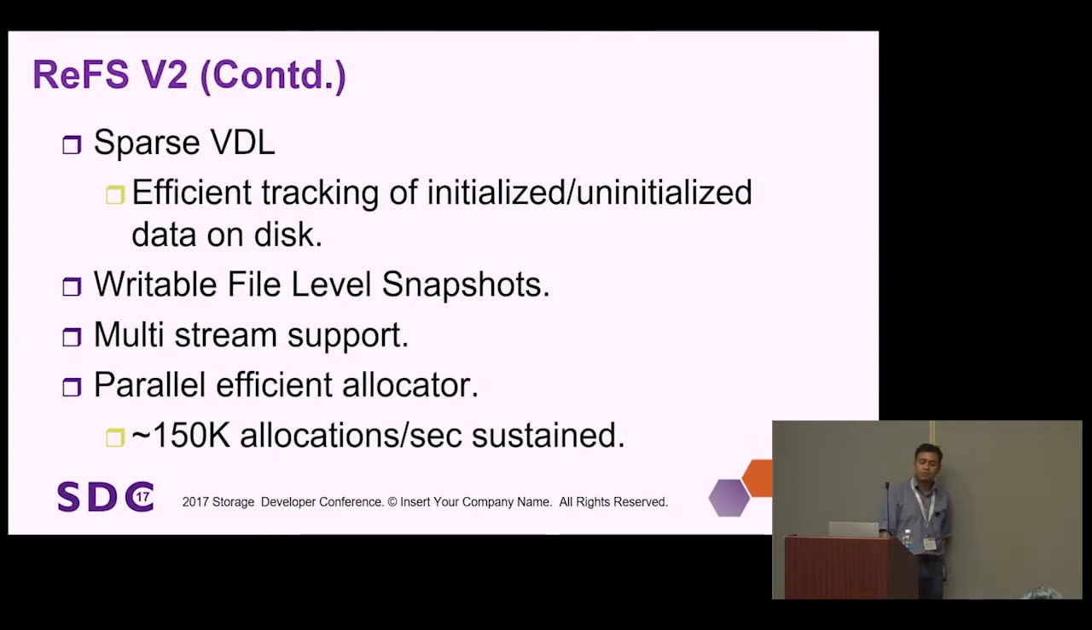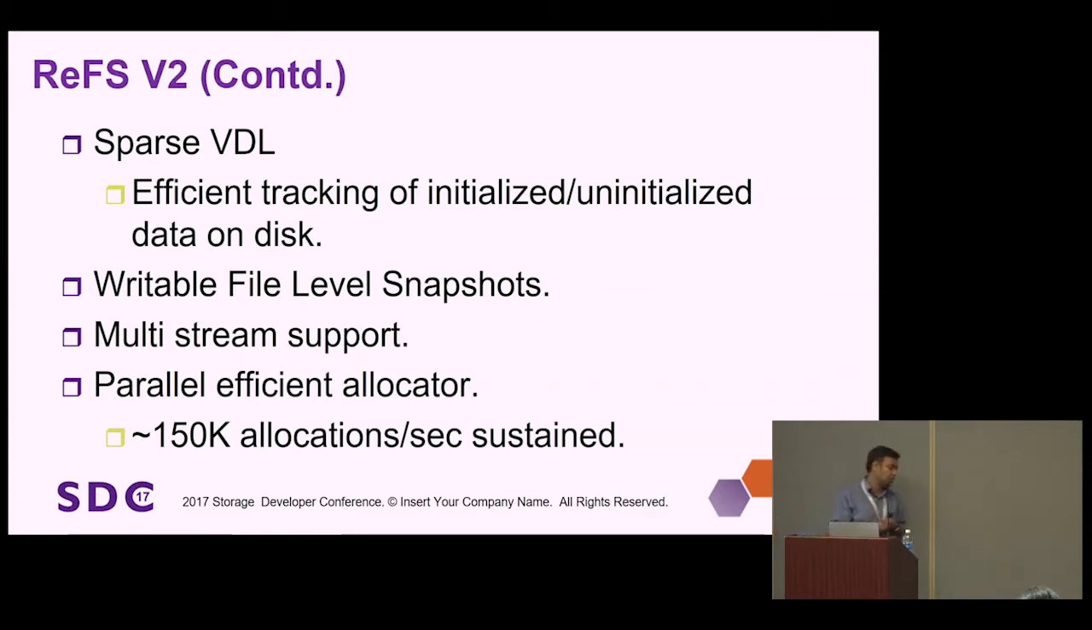So what are the other things that ReFS V2 had? So it had a sparse VDL logic, which essentially means in metadata, ReFS will actually know which part of a file has been written and what hasn't. The reason this was important for many of the Hyper-V scenarios with VHDs is that there's large zeroing that happens on regions of the VHD, and in many other file systems, what will happen is that this will actually send down a huge number of zero writes to media.